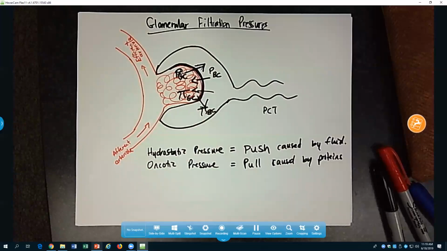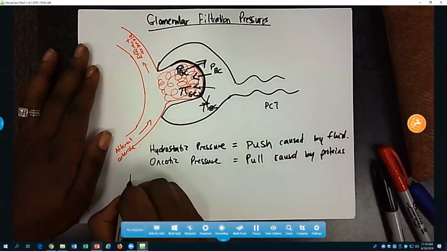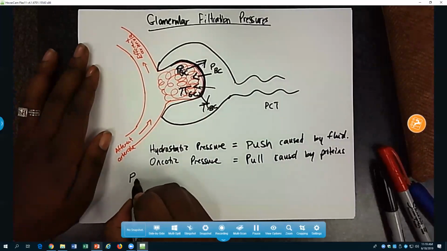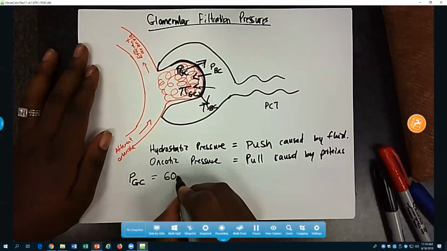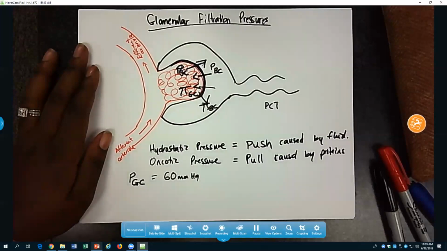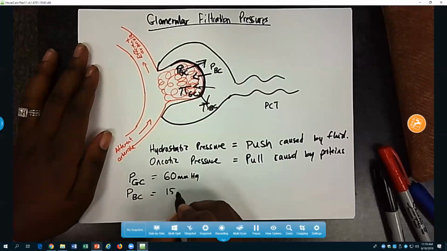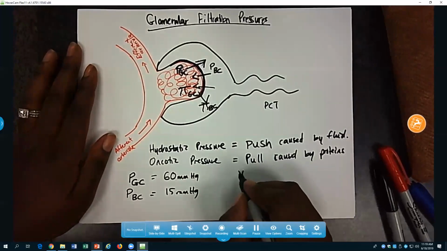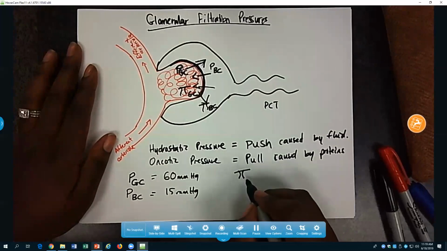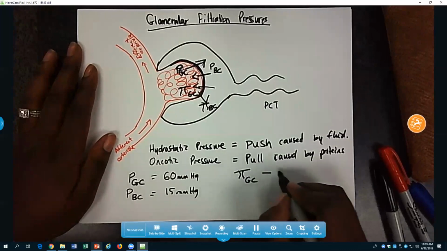Okay? And so when we look at these pressures, we can determine the overall glomerular filtration pressure by calculating all of these pressures. So let's do a little bit of an equation here. We have the hydrostatic pressure of the capillary, let's say that's 60 millimeters of mercury. Let's say the hydrostatic pressure of the Bowman's capsule is 15 millimeters of mercury. Let's say the glomerular capillary oncotic pressure here is 29.